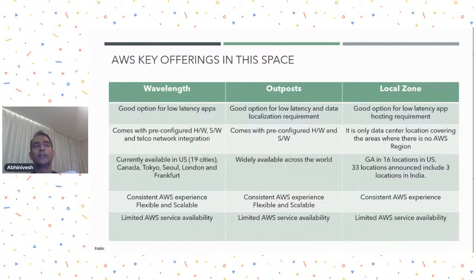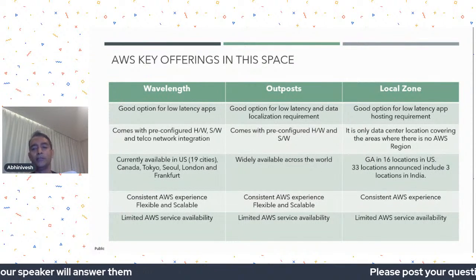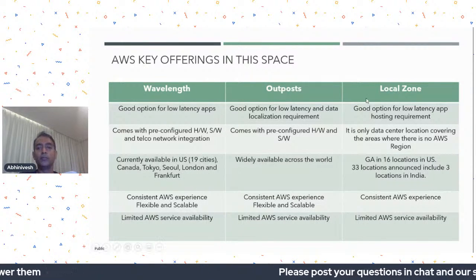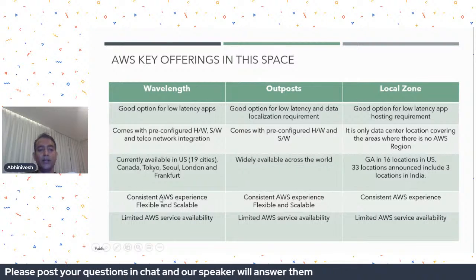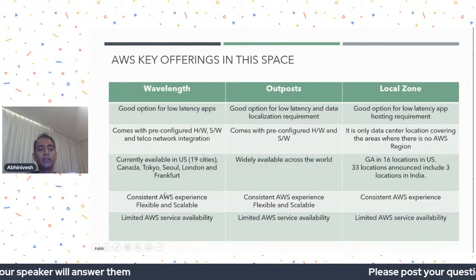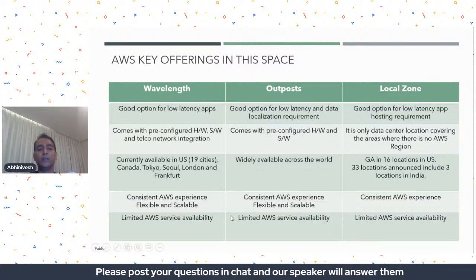Now, telco network is required when you want to handle something on a mobile application, and that mobile traffic should not go back to the cloud. It should be locally served. So wavelength and local zone, you might have understood, have quite similar functionality. The benefit that we get is a consistent experience. It's still AWS, so it's very easy to use. They have very limited service availability.